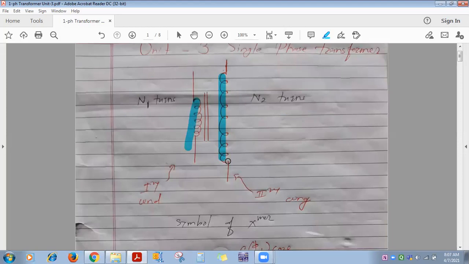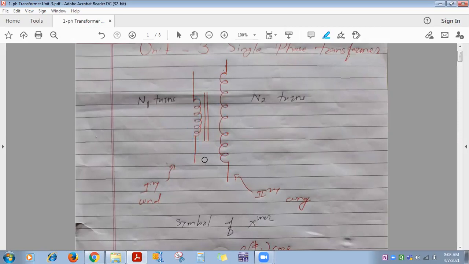In transformer windings made up of copper, any motor, any generator, if you see, then its windings are also made up of copper. Okay, now here in transformer, this primary and secondary winding which are made up of copper, they are insulated with some insulating material, and the thickness of that insulating material depends on how much voltage you are going to apply across that winding.